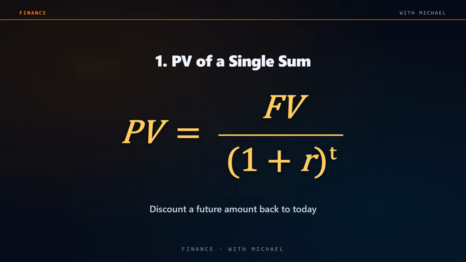PV equals payment times 1 minus 1 over 1 plus R to the T, all divided by R. An ordinary annuity is a stream of equal payments at the end of each period. Example. You'll receive $2,000 at the end of every year for 10 years. Discount rate 7%. Plug in.